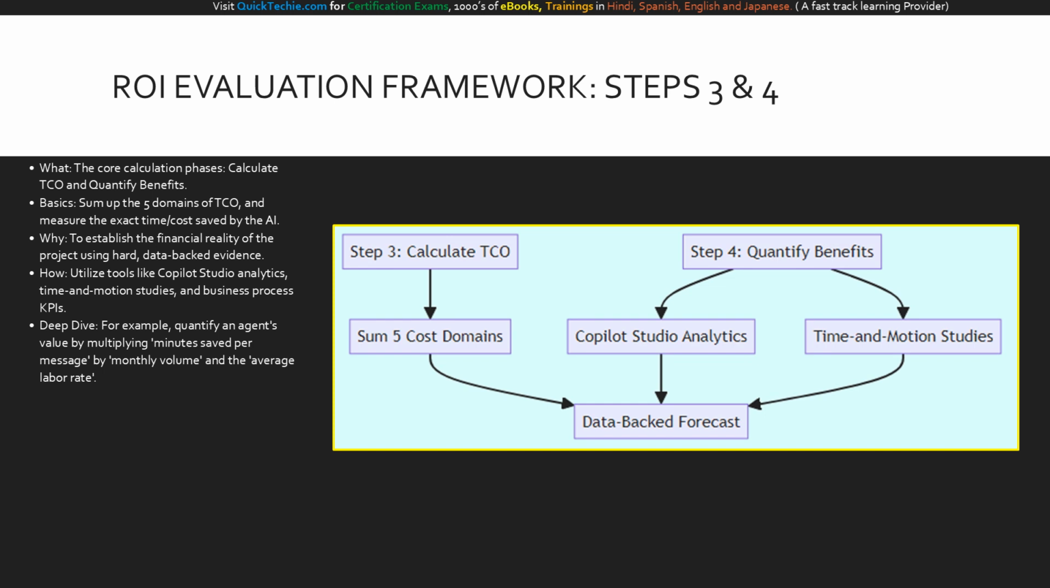How do we get this data? Microsoft recommends utilizing tools like Copilot Studio Analytics to see actual agent performance, conducting time and motion studies, and reviewing existing business process KPIs. Let's take a deep dive into quantifying benefits.